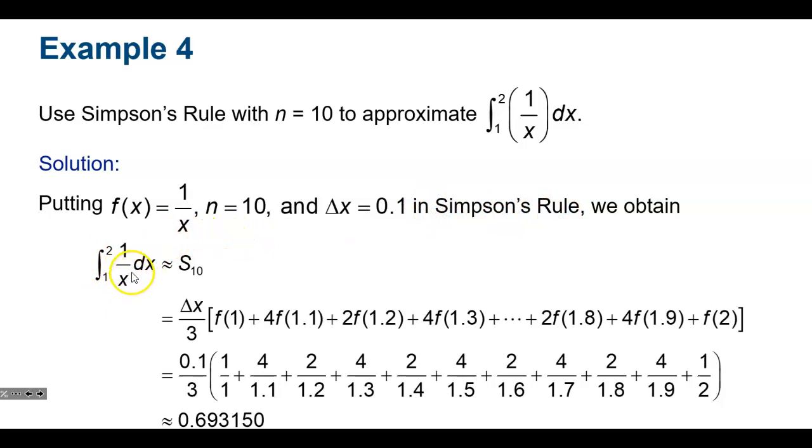Going from 1 to 2, the integral of 1 over x dx is approximately S subscript 10 because n is equal to 10. So we have delta x over 3 times f of 1 plus 4 f of 1.1 plus 2 f of 1.2 plus 4 f of 1.3 plus 2 f of 1.8 plus 4 f of 1.9 plus f of 2. If we plug each of these values into that function and multiply by 0.1 over 3, we get an approximation of 0.693150, which is similar to the other ones that we have gotten.